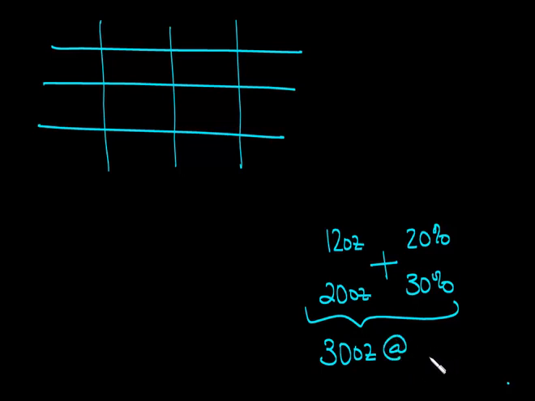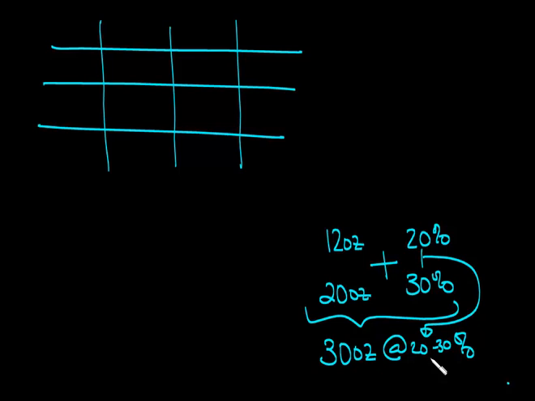What concentration will this be at? Well, I don't know that. It's not going to be at 50%. You can't mix 20% and 30% and get 50% alcohol. That makes no sense. It's going to be somewhere in between. The concentration will be anywhere between 20 and 30% alcohol.